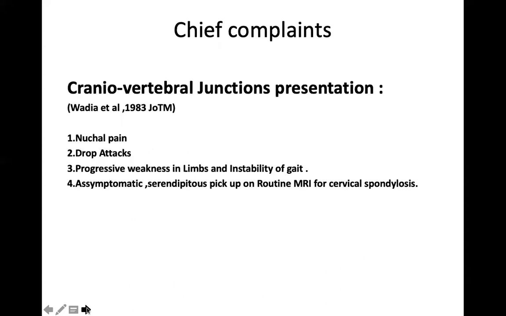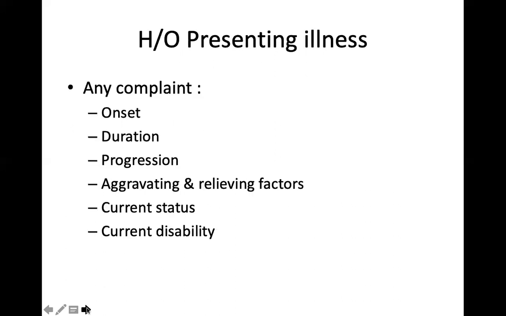And this is a landmark paper by Wadia in 1983, which also says the similar thing: the nuchal pain, drop attacks, progressive weakness in limbs, and gait instability. These are the usual presentation of a CV junction anomaly, and rarely it can be asymptomatic and diagnosed on routine MRI.